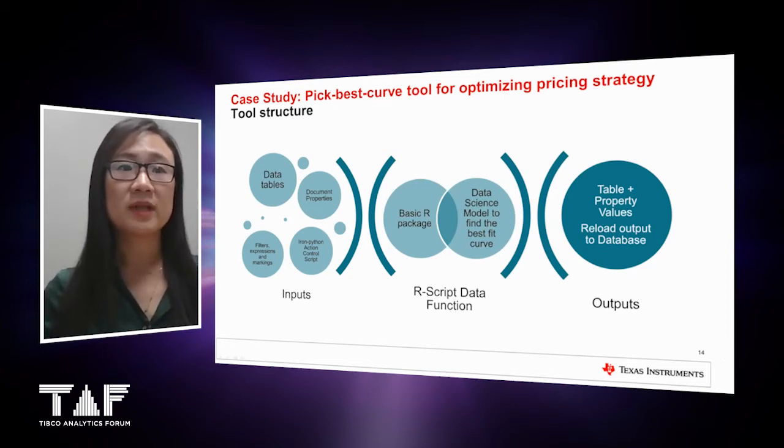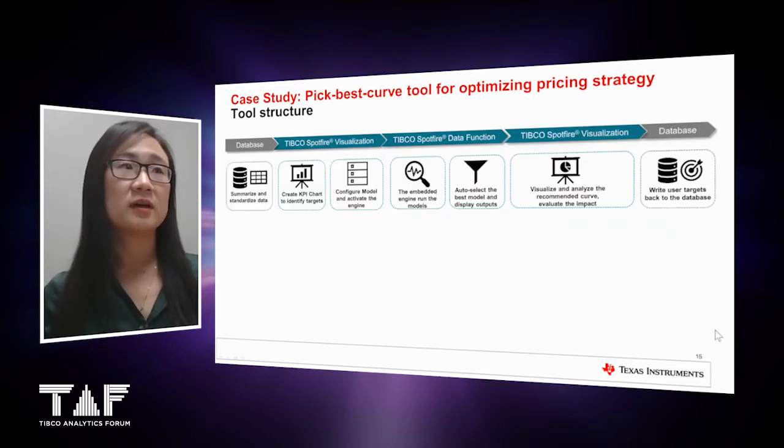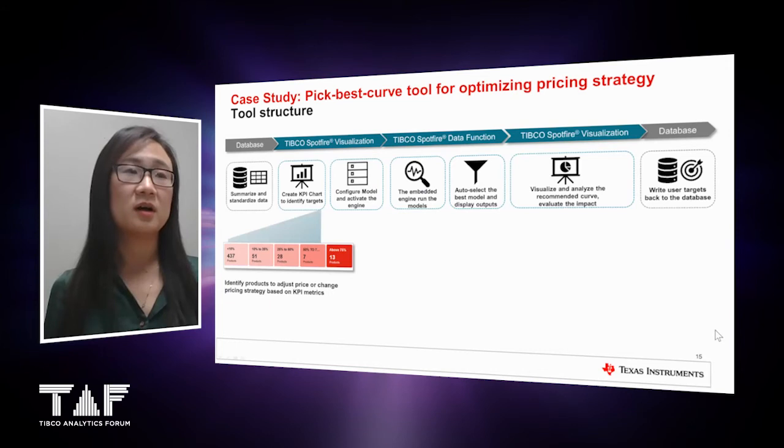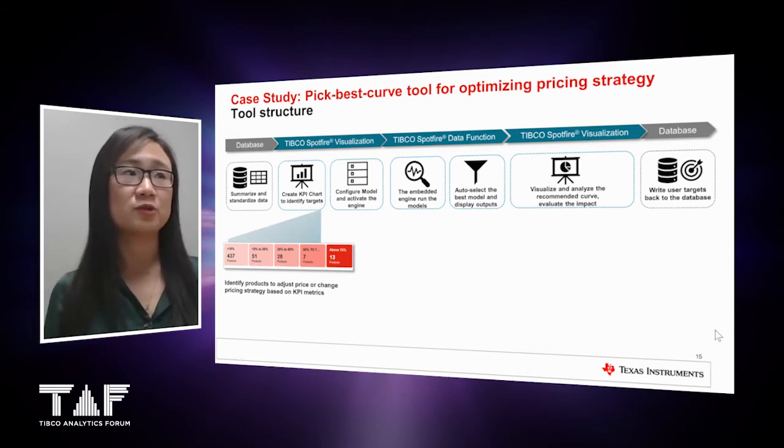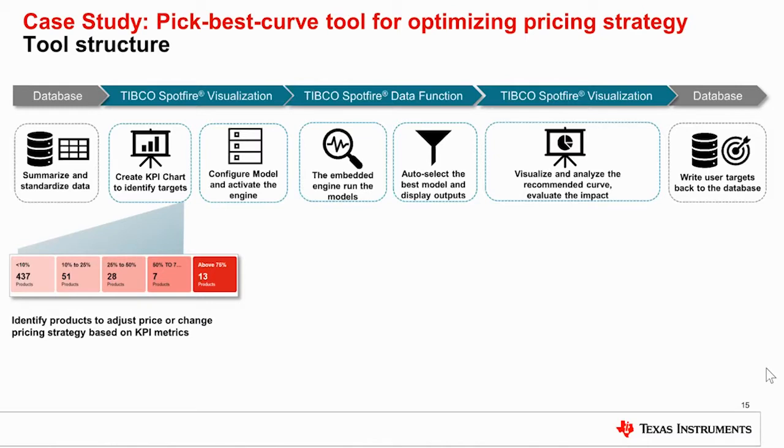To give a more direct view on how this model engine works, here are some screenshots to help show how the model engine will work. So first, the data will be summarized in the database and be loaded into Spotfire. And then several KPI charts were created based on the data to help the users identify the products they think they need to adjust the prices for.